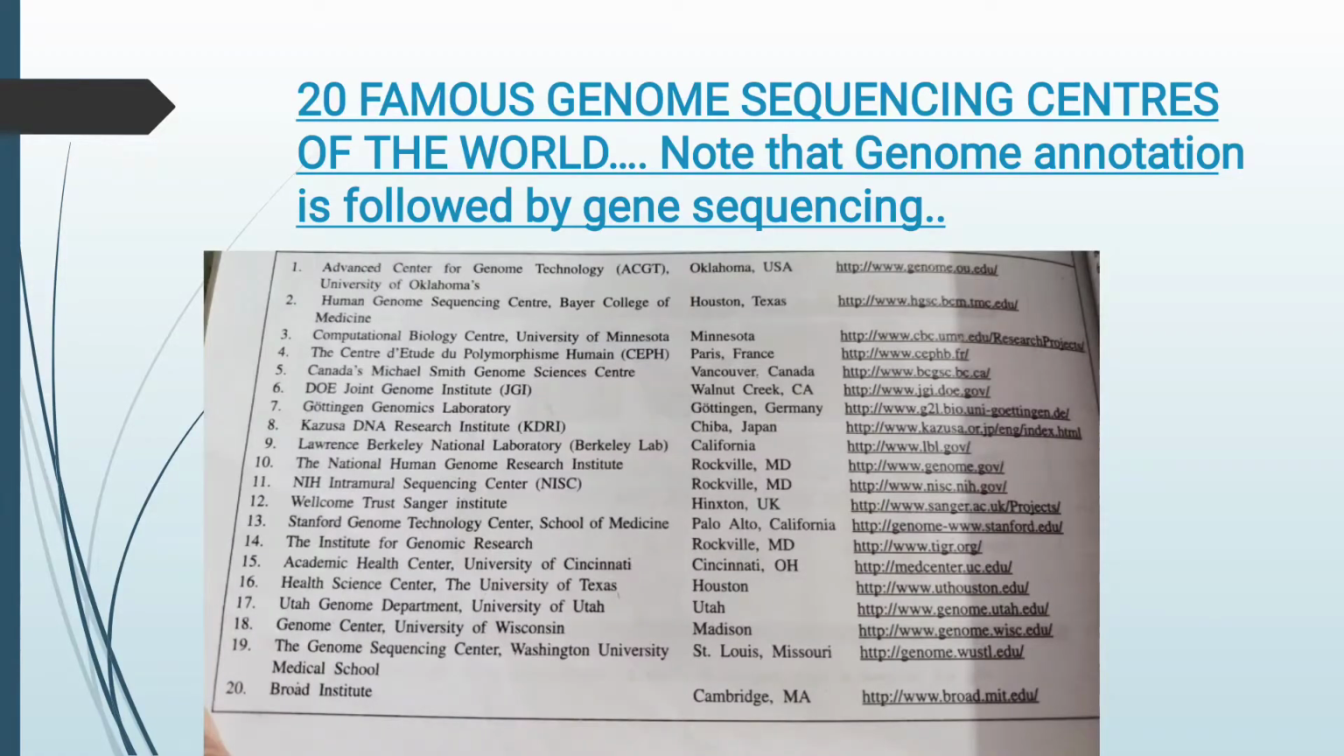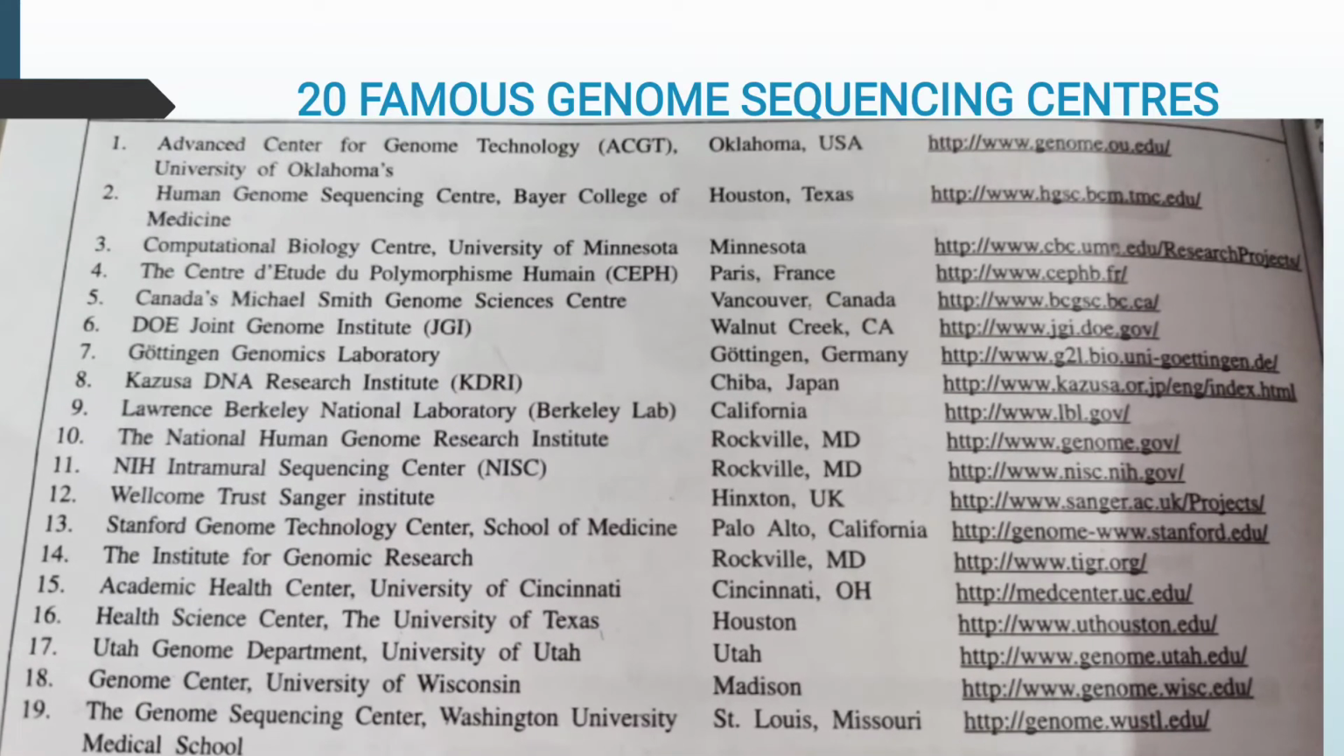Now this next slide shows 20 famous genome sequencing centers of the world. Every country has one or the other genome sequencing center. India has a genomic sequencing center at IMTech Chandigarh. At IISc Bangalore also a genomic sequencing center is present, but that does not count among the world's top 20. This slide shows the world's top 20 genome sequencing centers. You can see most of these are located in USA, Texas, France, Canada, Japan, etc. I mean to say the developed countries of the world.